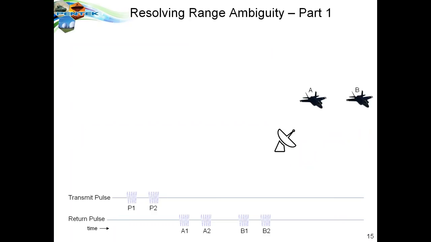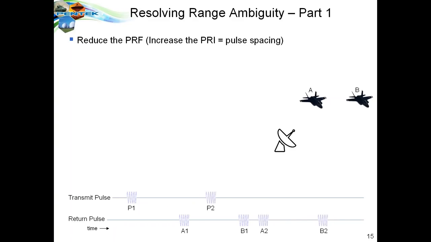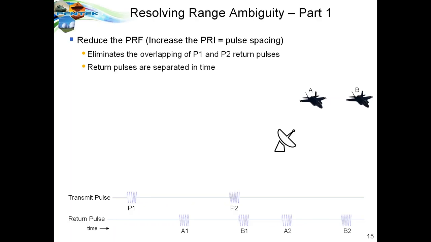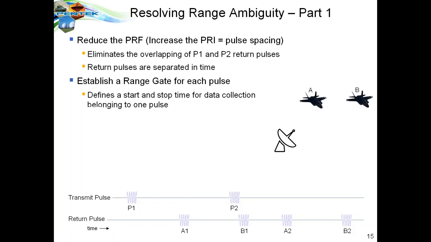So how can we resolve the range ambiguity problem? One of the ways is to increase the spacing between the outgoing pulses, as we see here. Now what you can see is that the return signals from pulse 2, which are A2 and B2, are now moved out beyond the time where we're looking at the signals coming back from pulse 1, which are A1 and B1. This eliminates the overlapping of the return signals so that the pulses that are received are clearly due to a single outgoing pulse and not returning on top of each other.